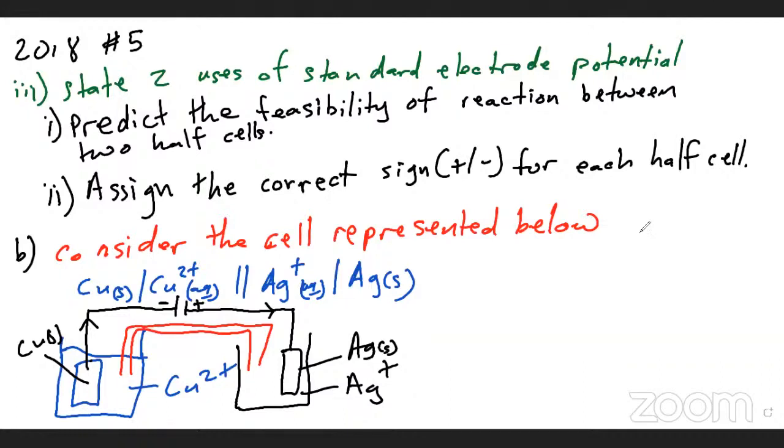Let me put that on the board. So the E naught for copper is positive 0.34, and for silver it is positive 0.8, all right? So when you're comparing, if both of them are positive, it's the one that is closer to zero. So copper has a lower number than silver. This means copper has a greater tendency to give up electrons than silver.